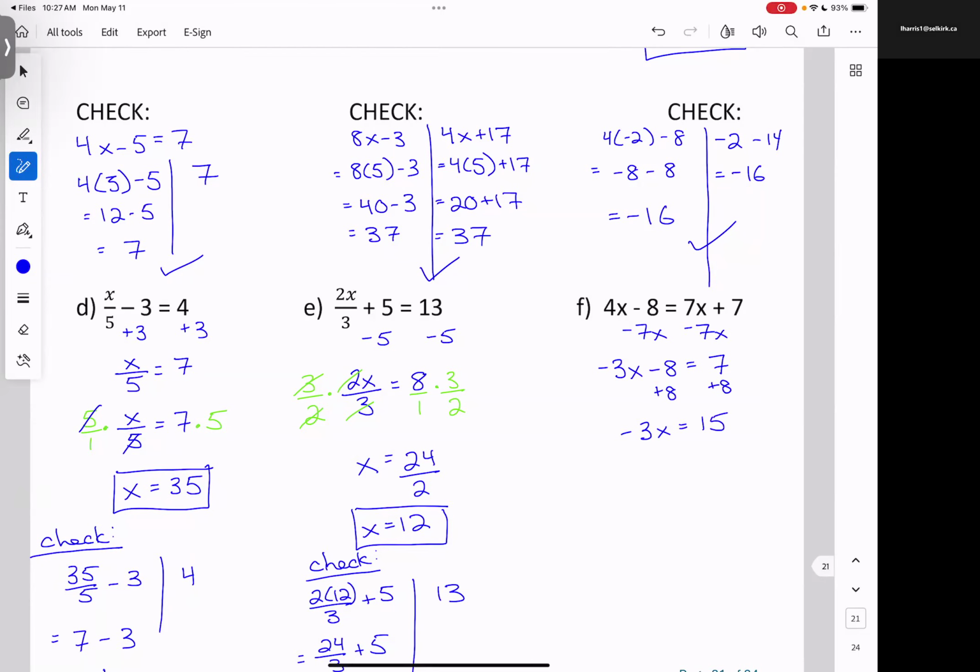Now I want to isolate my variable, so I have just a single x. So to do so, I'm going to divide both sides by negative 3 so that my negative 3's cancel on the left, and I'm left with x equals negative 5. So let's check our work.